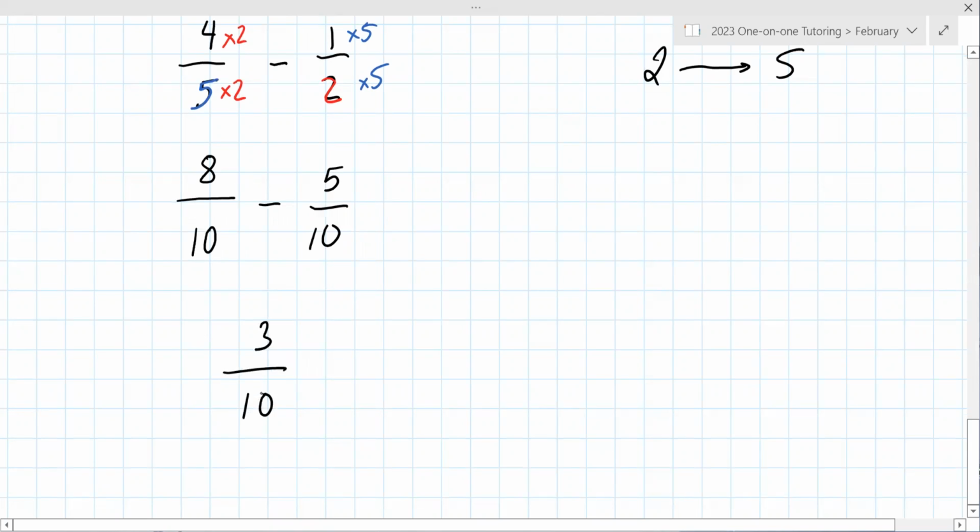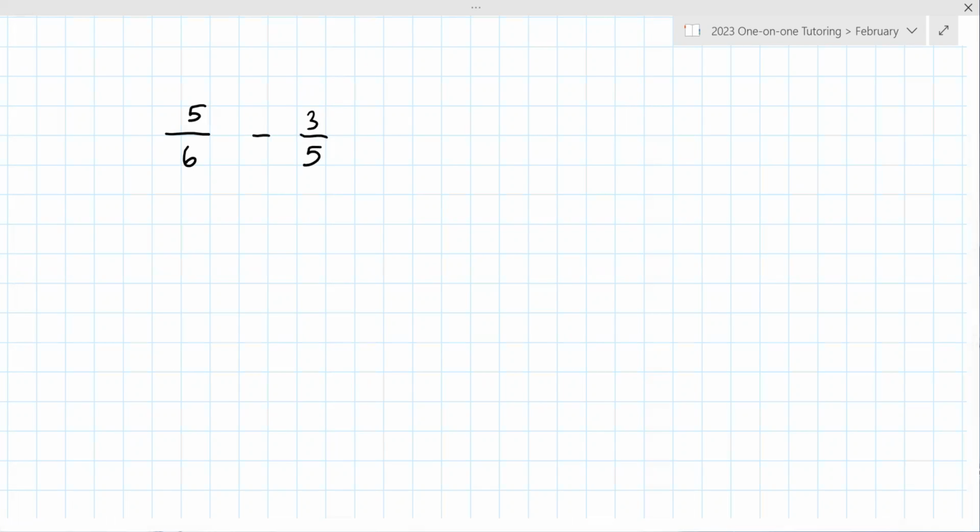So I want to give you some to try here, but I want to make sure that if you have any questions, you ask me before I have you try a couple on your own. Okay. Are you clear on how to do this or not? Yes. Okay. So let's say I want you to take 5/6 and subtract 3/5. So go ahead and work that out and let me know what you come up with. Okay.